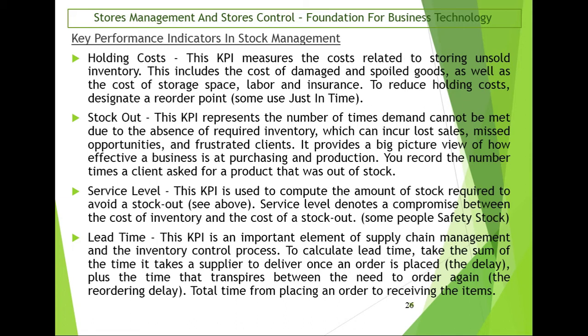This is the reason why some use just-in-time procurement, because with just-in-time you avoid or you minimize the quantity that you keep on hand. You only order so that the goods arrive just in time to be used in production, or just in time to be delivered to the client who has ordered the items.